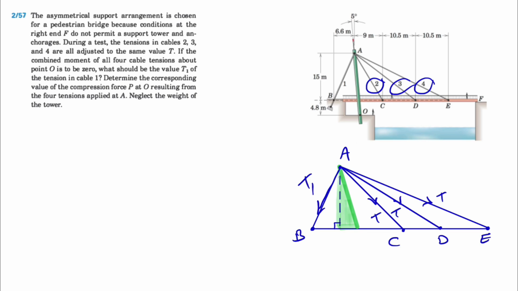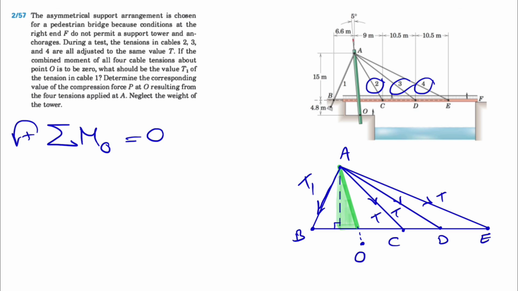In the second part of the question we need to determine the corresponding value of the compressive force P at O resulting from all these 4 tensions applied at point A. We have this beam OA whose weight we can neglect. At the end of this question, we have to find the sum of all moments equal to 0, counterclockwise positive, and our point O is somewhere in here.